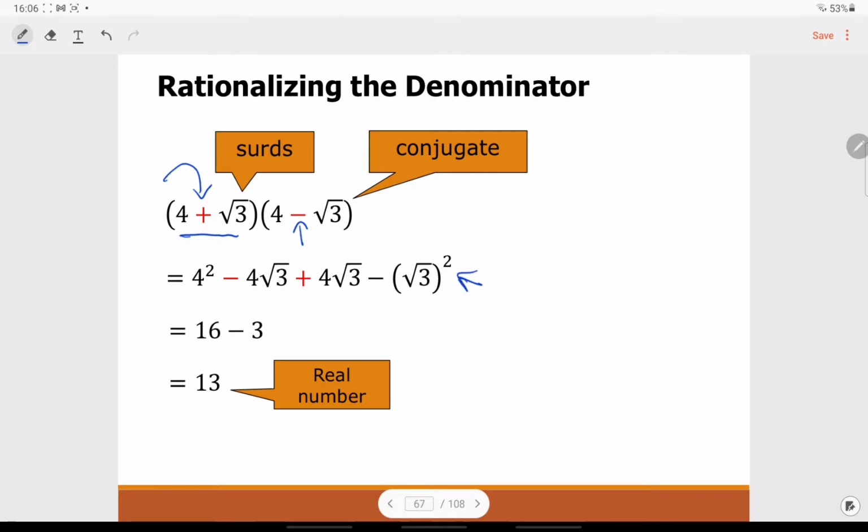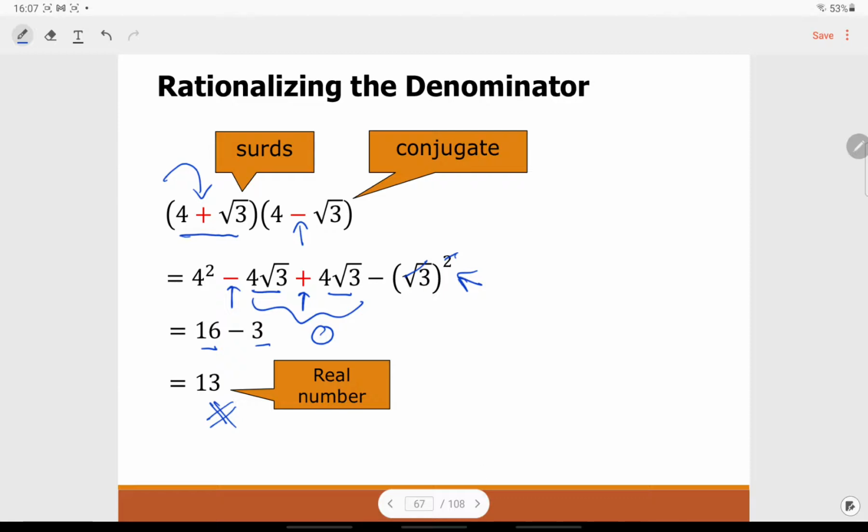We have 4 squared minus 4 surd 3 plus 4 surd 3 minus surd 3 squared. So these two middle terms cancel out, because we have a minus and a plus with a common element, which equals 0. So clearly here we can rationalize the surd, which means we can eliminate the surd. The remaining values are 4 squared, which is equal to 16, and surd 3 squared, which is equal to 3. So 16 minus 3, the final answer is a natural number, 13.